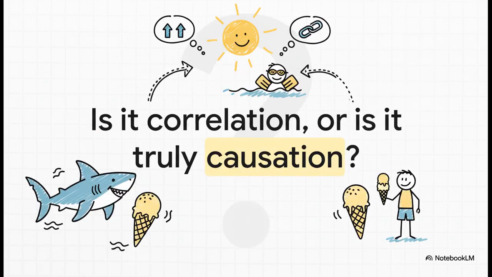And that right there finally solves our shark and ice cream mystery. The strong correlation wasn't because of a weird causal link. It was driven by a hidden third factor: hot weather. Hot weather makes more people buy ice cream, and it makes more people go swimming in the ocean, which unfortunately leads to more shark encounters.